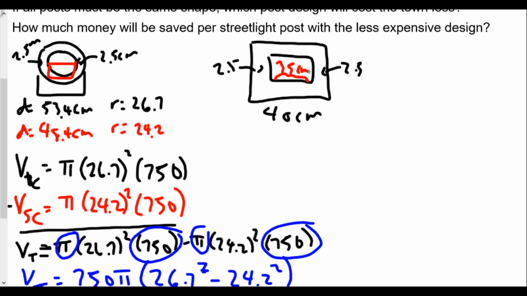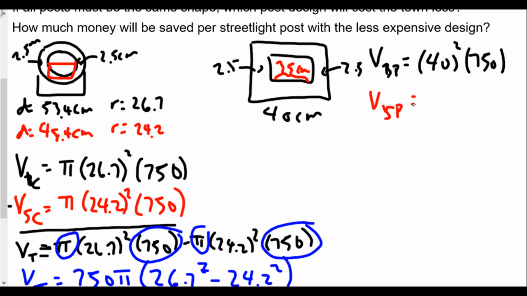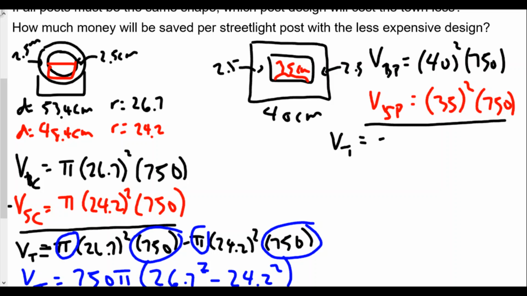Okay, and again, we're doing the same things as before. The volume of the big prism is going to be the base area, which is 40 squared times 750, and the volume of the small prism is going to be 35 centimeters squared times 750. Therefore, the volume of the total for this figure will be, and I'm going to factor out the 750 because they both have 750, 750 times 40 squared minus 35 squared.